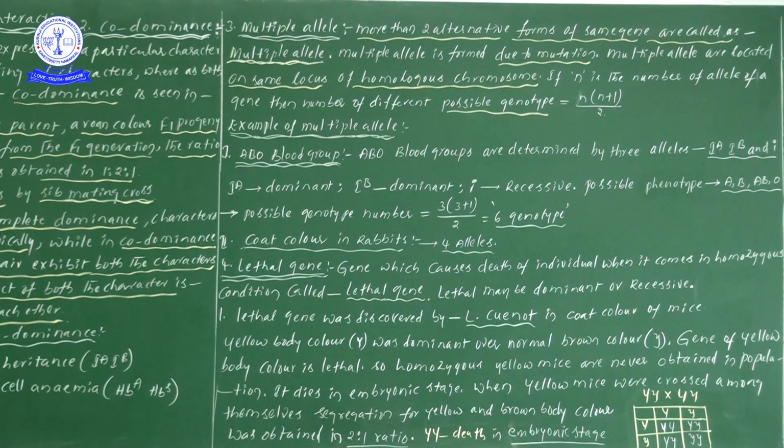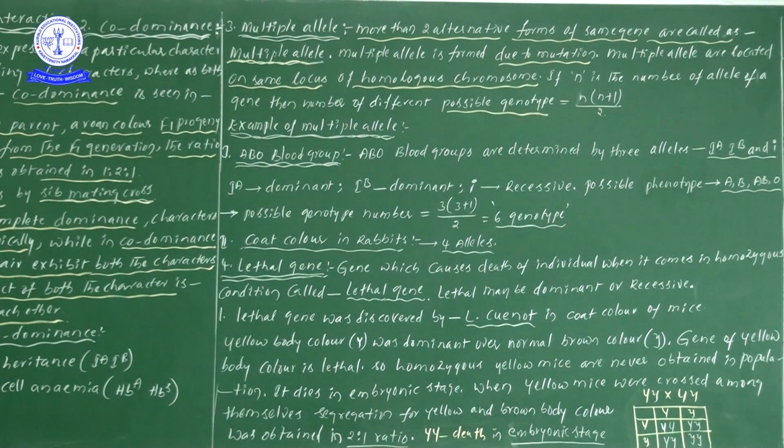Next, we have seen codominance in allelic interaction, and now we have seen multiple allele information. Now a new concept: lethal gene. This is a new concept. So what are the points to be discussed in lethal gene? Now let us have a look at this.